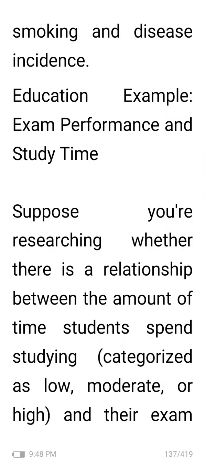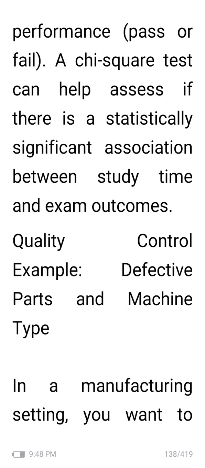Education example, exam performance and study time. Suppose you are researching whether there is a relationship between the amount of time students spend studying, categorized as low, moderate, or high, and their exam performance, pass or fail. A chi-square test can help assess if there is a statistically significant association between study time and exam outcomes.